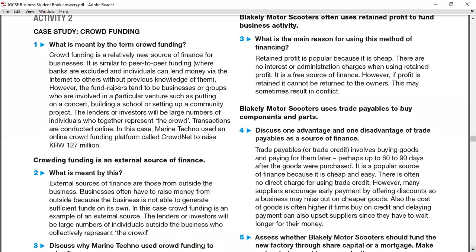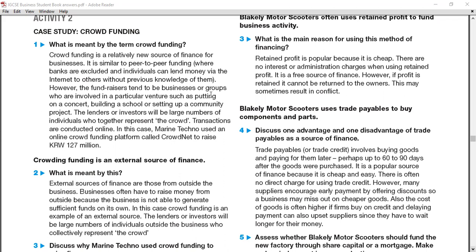First question, what is meant by the term crowdfunding? You can see the answer. Crowdfunding is a relatively new source of finance for a business. It is similar to peer-to-peer funding, where banks are excluded and individuals can lend money via the internet to others without previous knowledge of them. However, the fundraisers tend to be business groups involved in a particular venture, such as putting on a show, building a school, or setting up a community. The lenders or investors will be large numbers of individuals who together represent the crowd. The transactions are conducted online.